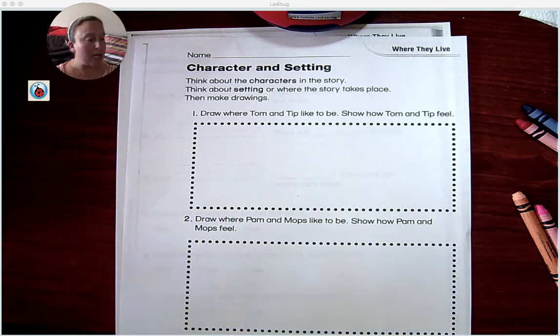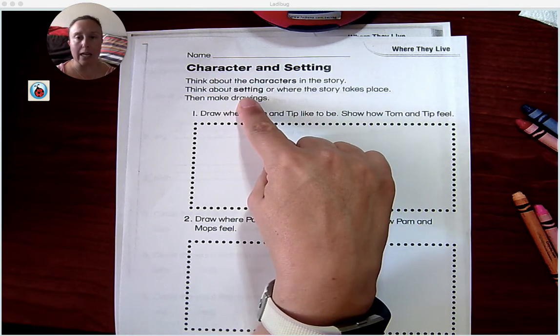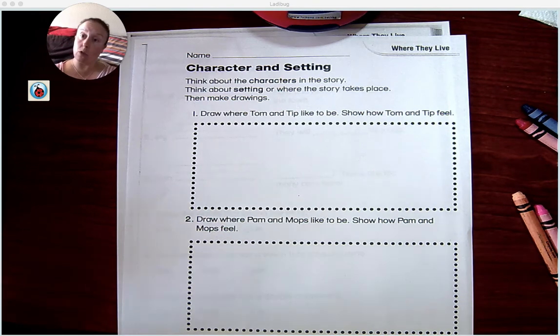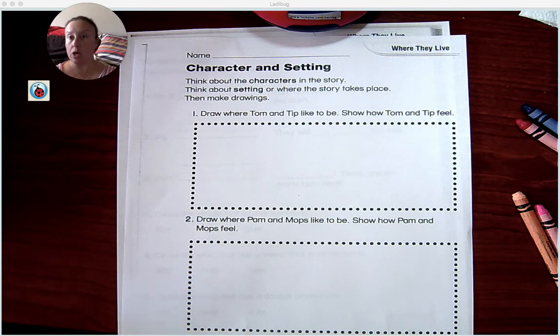Okay, and then the second part they tell you about is the setting. The setting is where the story takes place. So that means you have to answer these questions. Is the setting now, present, in the past, in the future? Is it under the water? Is it on the moon? Is it in a jungle? Decide where the story took place.